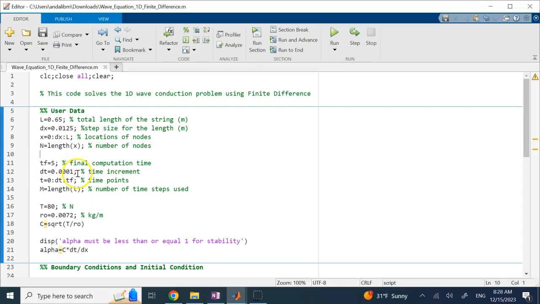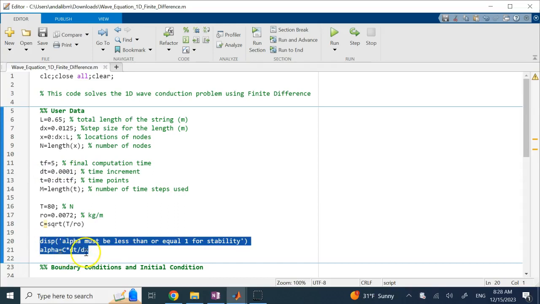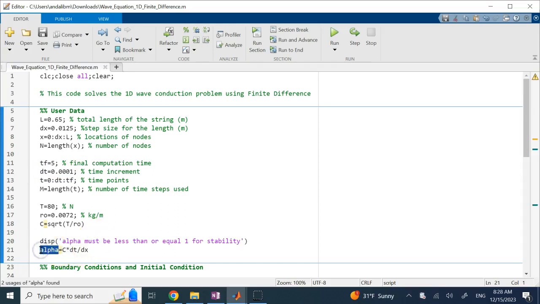And you see, for stability, I had to pick a time step of 0.1 millisecond. Down here, I checked the parameter c dt over dx, which in my code I call alpha. This alpha has to be less than 1, otherwise it's unstable. Now, how did I calculate c? The tension I used was 80 Newton, which is an average tension in a guitar string. For the mass density per length, I used 7.2 grams per meter, which is for a string made of plastic in a guitar. And I calculated c.